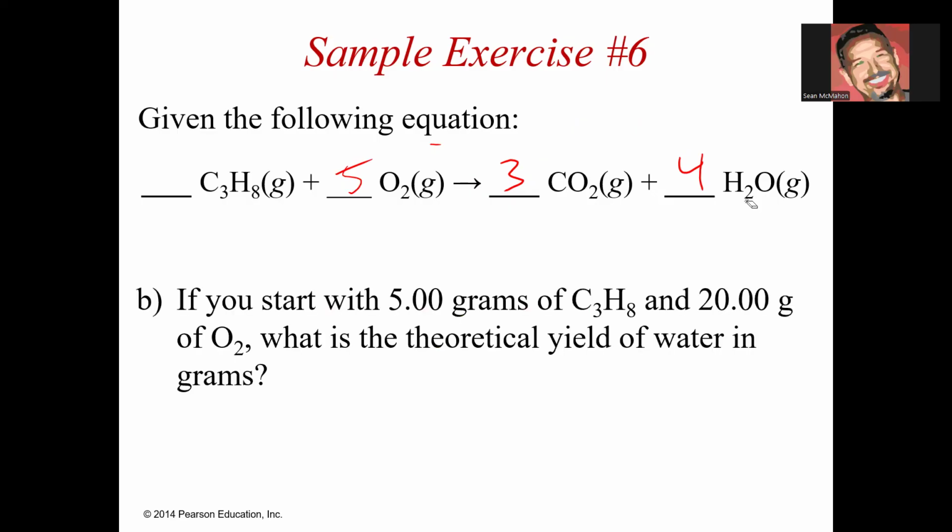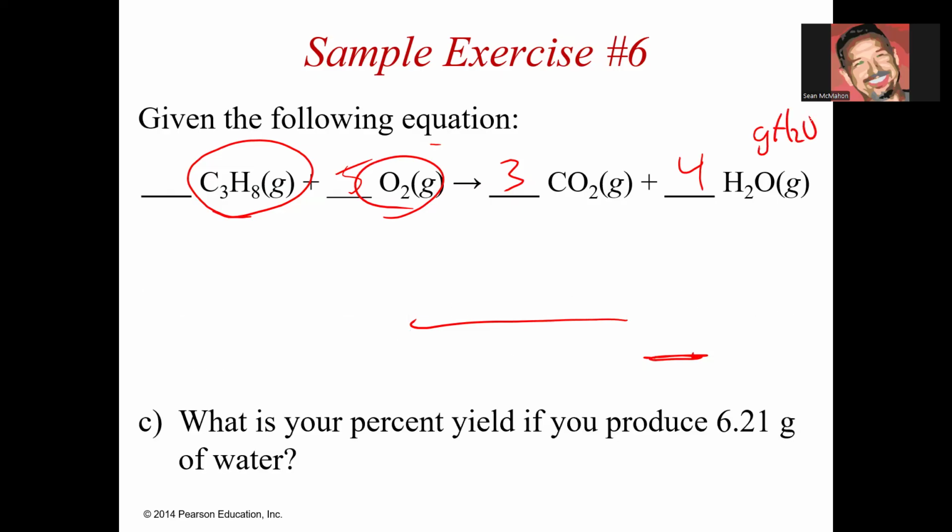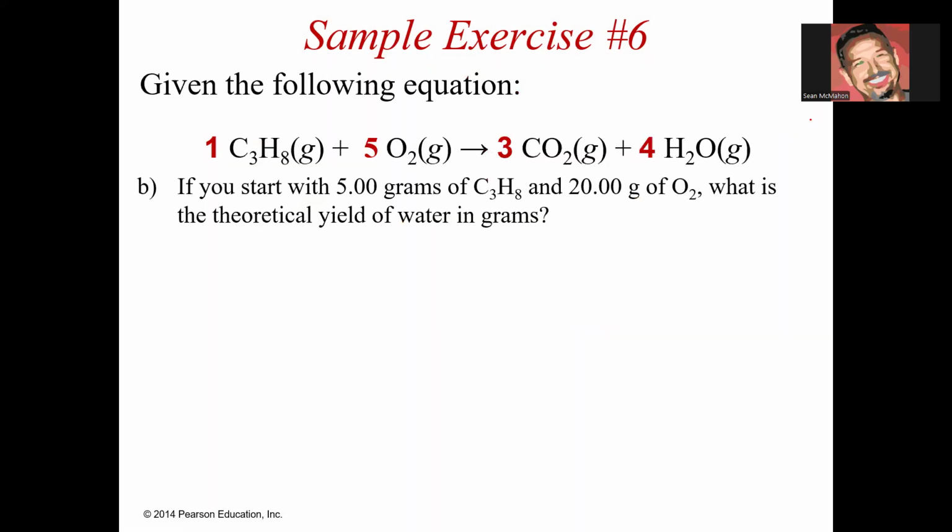So once I have my balanced equation, I can then start with, I have 5 grams of propane, 20 grams of oxygen. What is the theoretical yield of water? The reason why I'm going to do theoretical yield, and I know it's a double stoich, is because they give me both reactants. They give me propane and they give me oxygen. Because there's both reactants and I want to know how many grams of water, I have to do the double stoich. And then from there, they're going to ask me what is my percent yield based on what I produce. So here's the balanced equation.